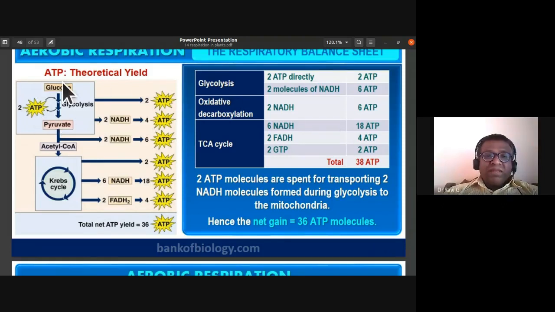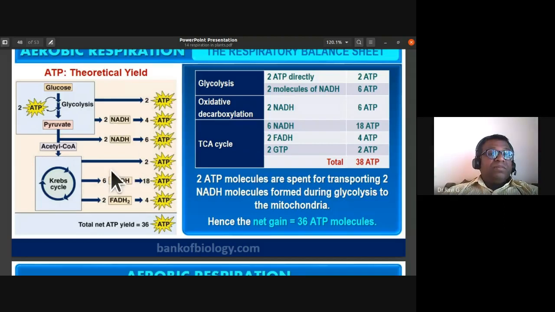Here is the schematic representation they have given. During glycolysis, glucose forms 2 molecules of pyruvate, with synthesis of 2 ATP as well as 2 NADH2. That is 2 ATP, and 2 NADH2 is 2 into 3, around 6 ATP. And during oxidative decarboxylation, where pyruvic acid is converted into acetyl coenzyme A, there is synthesis of 2 NADH2, which is equivalent to 6 ATP.